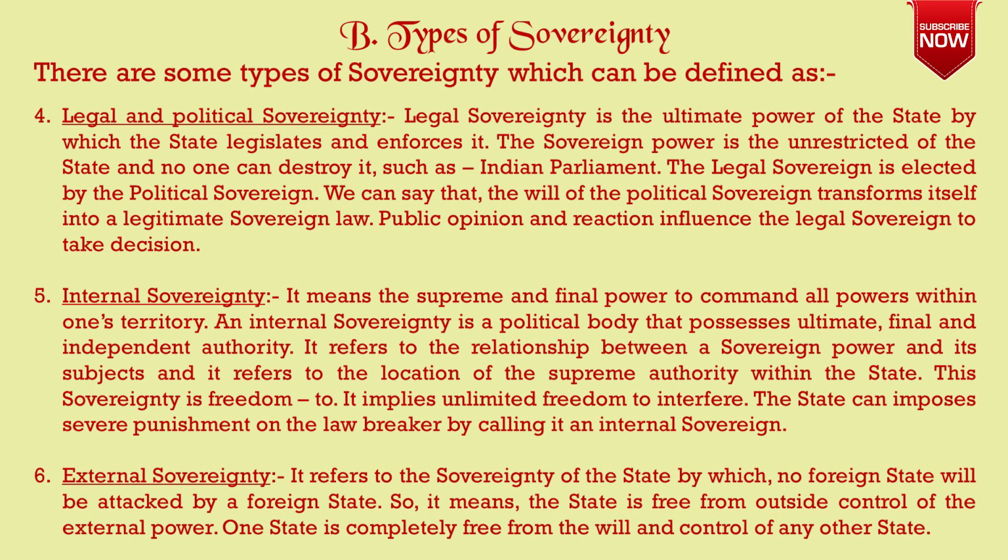The last type of sovereignty is external sovereignty. It refers to the sovereignty of the state by which no state will be attacked by a foreign state. So, it means the state is free from the outside control of external powers. One state is completely free from the will and control of any other state.